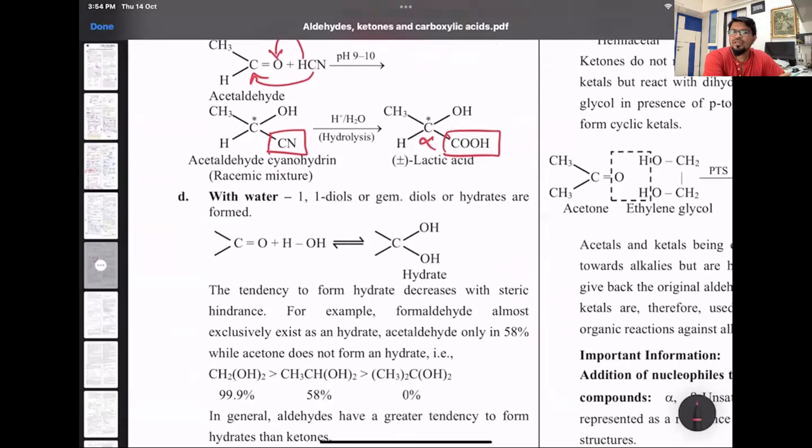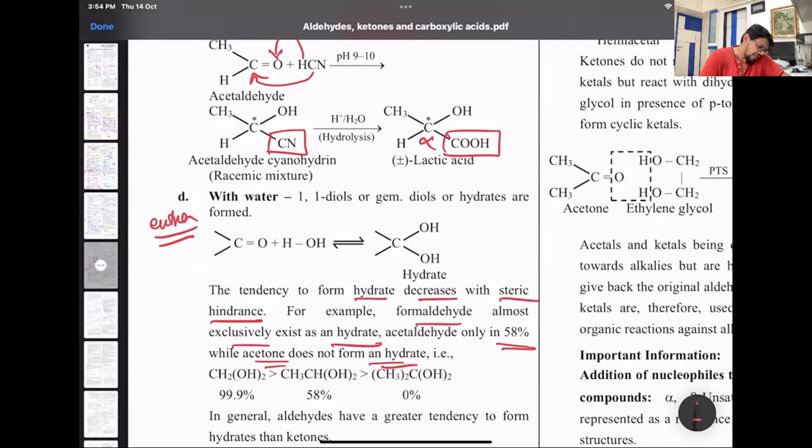With water, carbonyl groups form 1,1-diols or geminal diols or hydrates. Now this is again an extra reaction, with water. So if you have a carbonyl group, is this clear? You have geminal diols. Geminal, I hope everybody knows, means attached to the same carbon. The tendency to form hydrate decreases with steric hindrance, meaning as the bulk of the alkyl group increases, obviously the tendency to form hydrates is less. So formaldehyde almost exclusively gives a hydrate. Acetaldehyde is only 58%, whereas acetone does not form a hydrate.